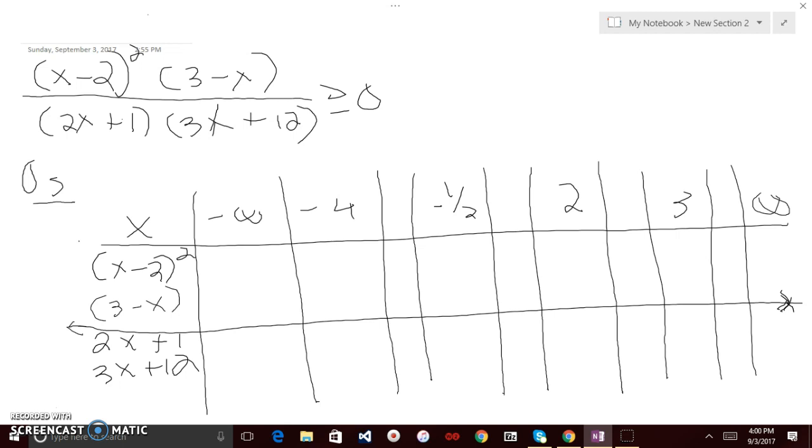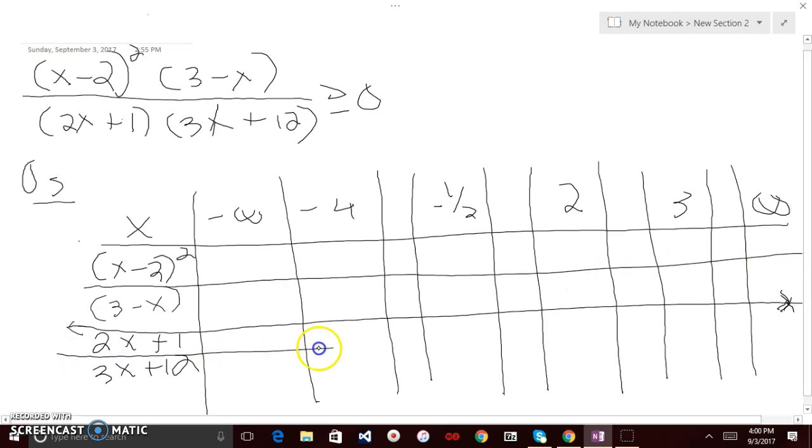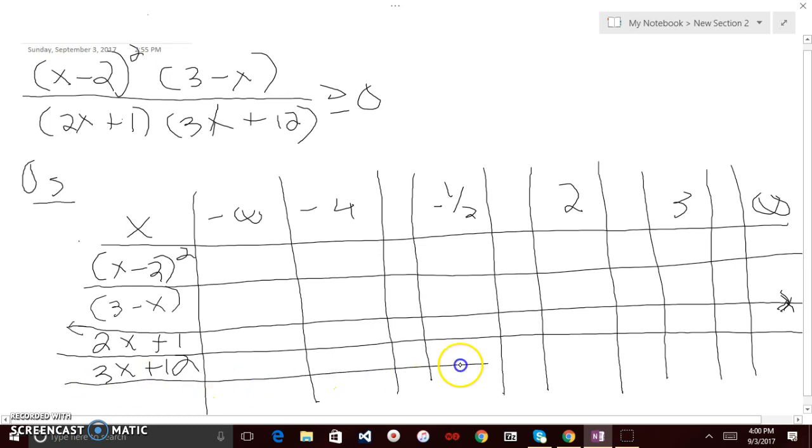3 is the 0 for 3 minus x, and 2 is the 0 for x minus 2. So now, let's draw a line here, dividing those, and a line here, dividing these. And a line here for our final signs, that's going to give us our answers. Let's just elongate these a bit. Alright, so let's start with x minus 2.